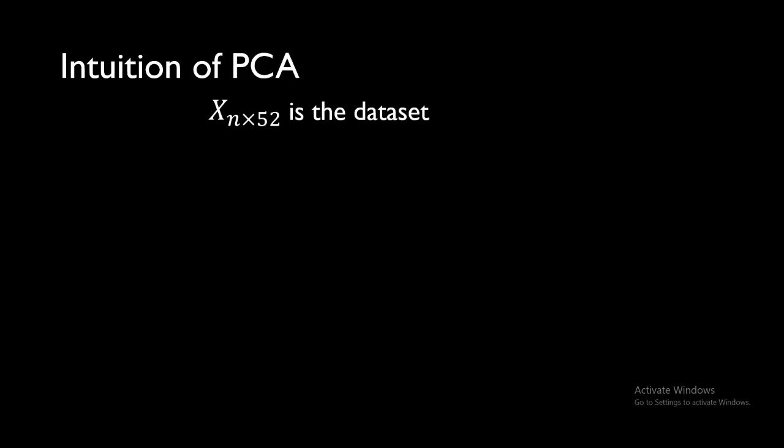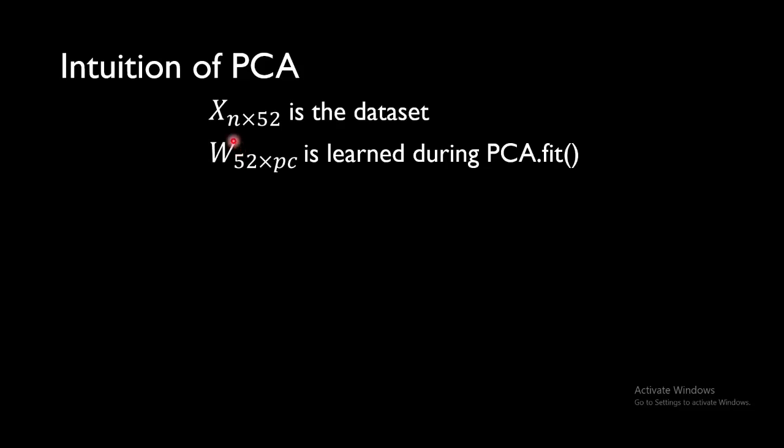For now, our data set is n cross 52, where n is the number of samples and 52 is the number of sensor readings. When we fit a PCA model, along with that we get, let's say W, the weight matrix or the transformation matrix for principal component analysis. And when we fit a principal component model, we need to provide how many principal components we want. This number of principal components can be anything between 1 to 52.